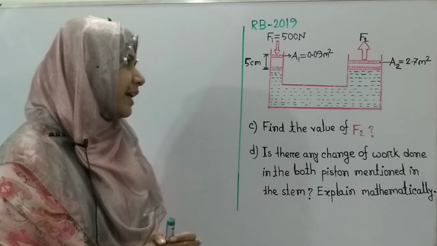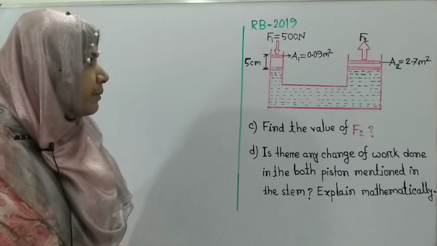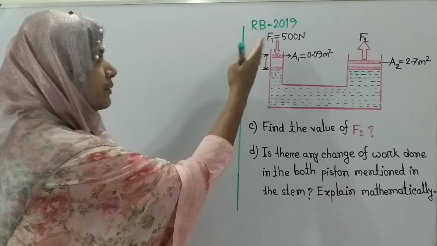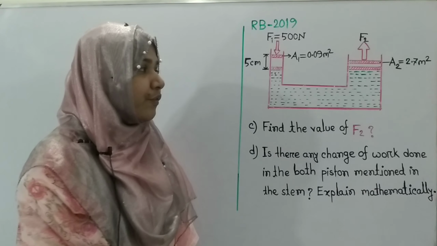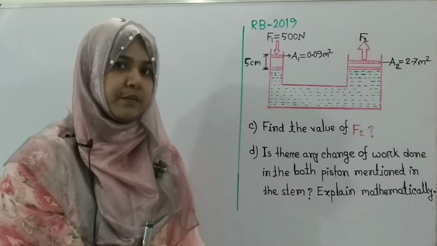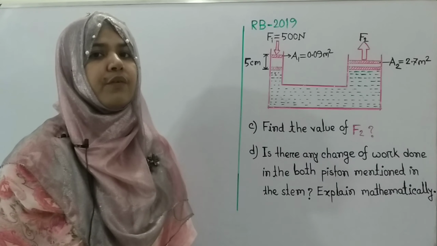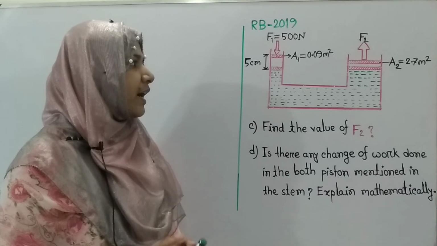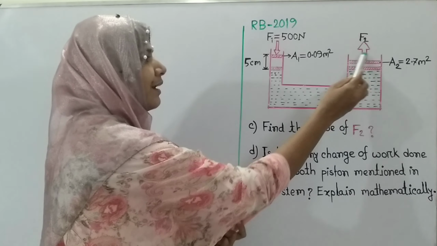Here you can see that the given informations are: area of small piston A1 equals 0.09 meter square, force on the small piston is 500 Newton, and the area of larger piston A2 equals 2.7 meter square. Now our question number C is find the value of F2. That means we have to find out the upward force that is felt on the larger piston.